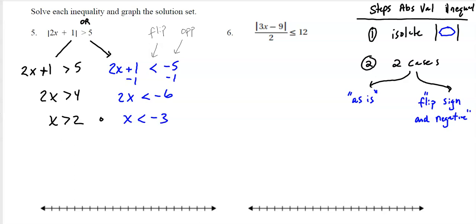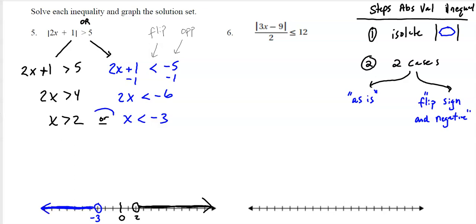And even if you weren't sure if it was an or or an and, as soon as you start to graph it, you'll see, because x is greater than 2, well, let me just put my 0 right here. So if x is greater than 2, that would be that way. And then if I do the blue part, x is less than negative 3, you'll clearly see that this is a classic OR problem.